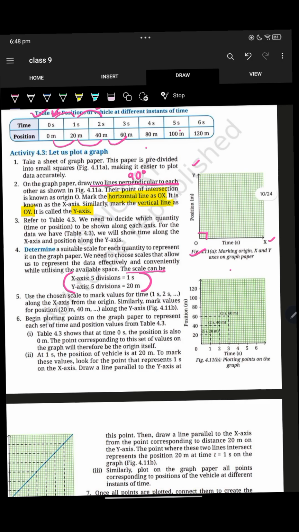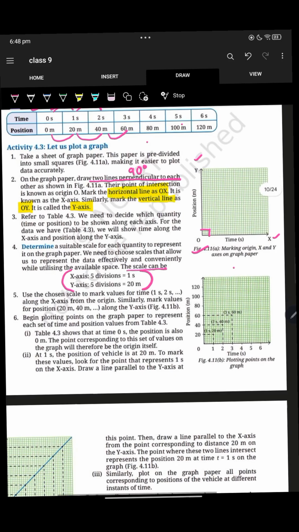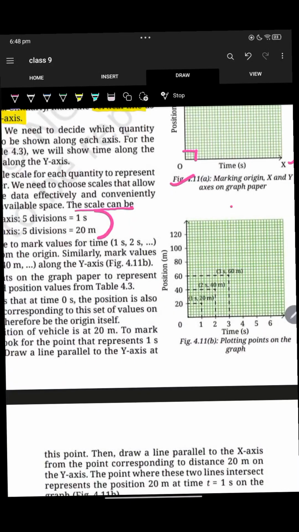We have to choose a suitable scale. And as per the data which is provided, we need to choose a convenient scale where we can make the plot quite clear and visible. Okay. So here we can see 5 small division is equal to 1 second. Can you see 1, 2, 3, 4 and 5? These are the 5 small division. So this is equal to 1 second.